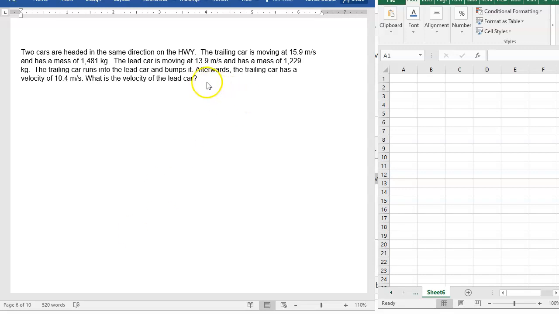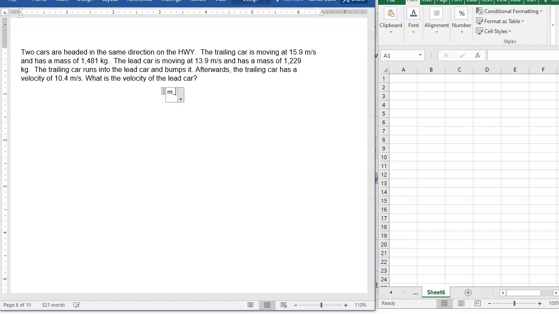So let's start looking at momentum. The momentum beforehand is m1 v1, and this time it's going to be plus because they're headed in the same direction, m2 v2, equals, afterwards, m1 v1 prime plus m2 v2 prime. Now we know everything in this equation except v2 prime. So let's begin solving for v2 prime.